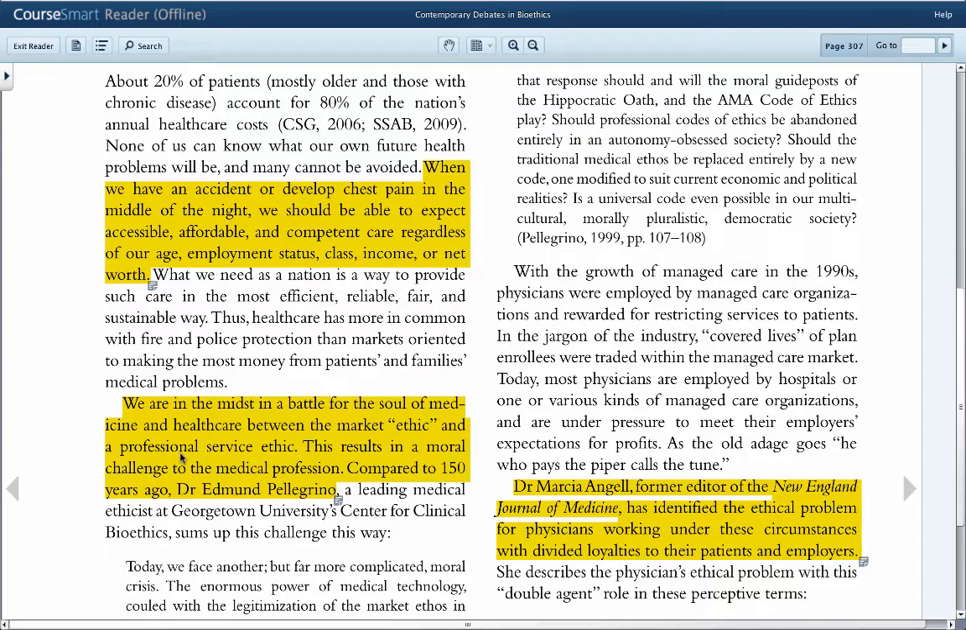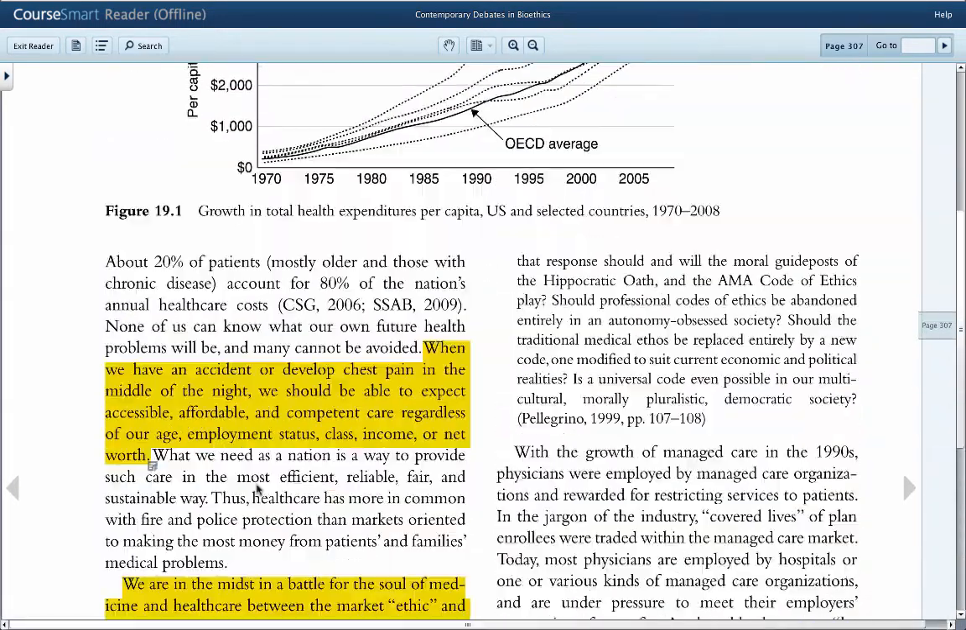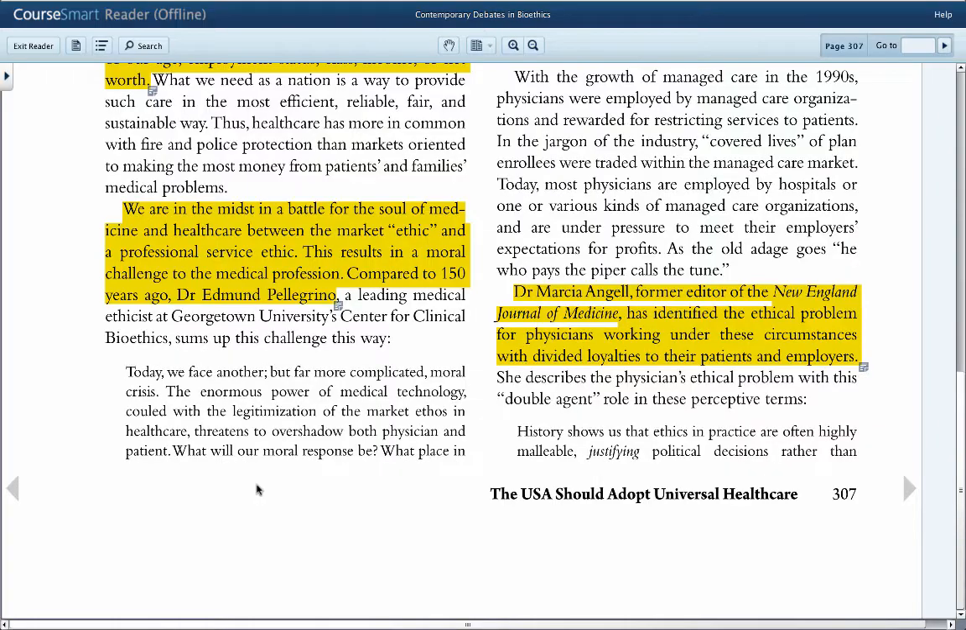And he uses the idea of a crisis. He says, we are in the midst of a battle for the soul of medicine and healthcare between the market ethic and a professional service ethic. He quotes from Edmund Pellegrino, talking about a moral challenge to the medical profession compared to 150 years ago, brought by growing incursion of market values.